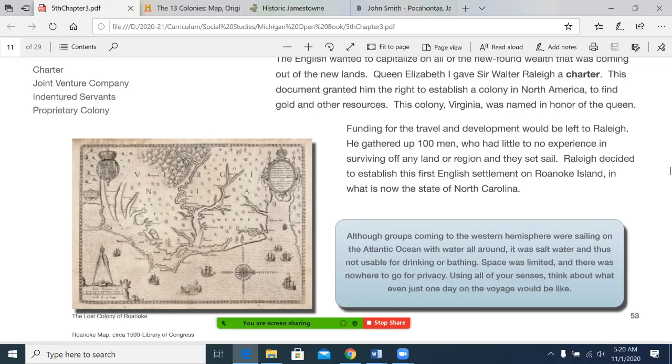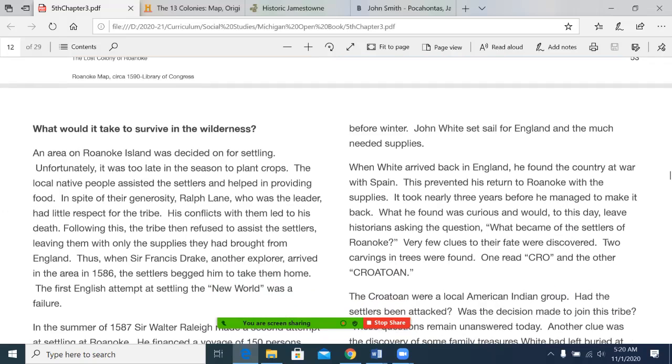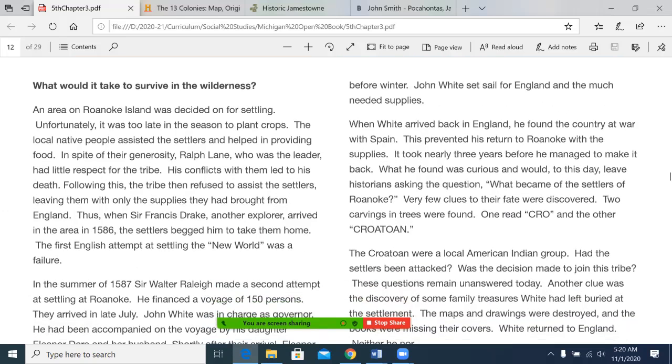The Lost Colony of Roanoke is one that you've probably heard of. There have been more than a few TV shows on your different educational televisions about this. So what would it take to survive in the wilderness? An area on Roanoke Island was decided on for settling. Unfortunately, it was too late in the season to plant crops.